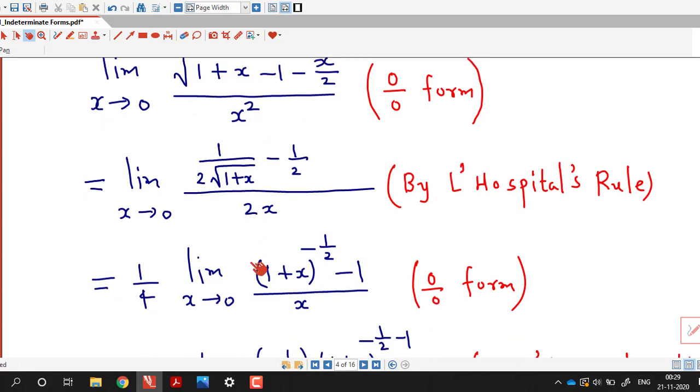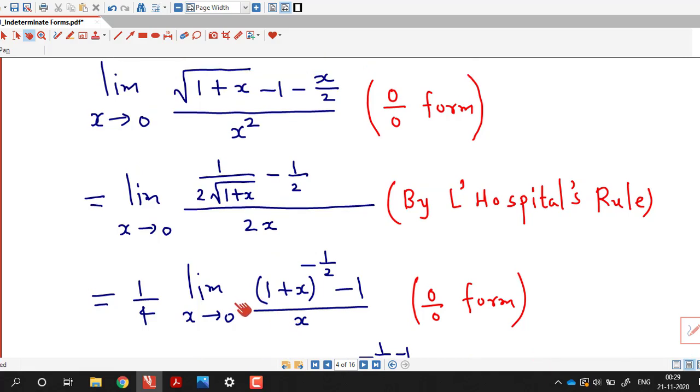Now we simplify this. Here you can see there is a 1/2 common in both the terms. 1 by 2 we can take outside, and in the denominator we have 2, so that will be 1 by 2 divided by 2, which is 1 by 4. And this 1 upon under root 1 plus x is rewritten as 1 plus x raised to minus 1 by 2, minus 1 divided by x.